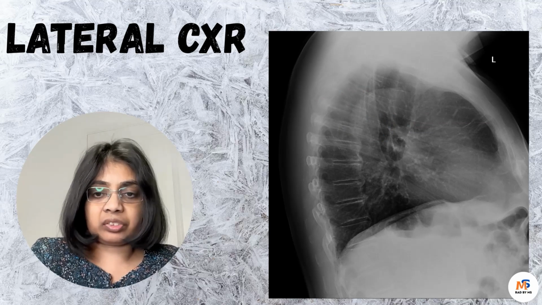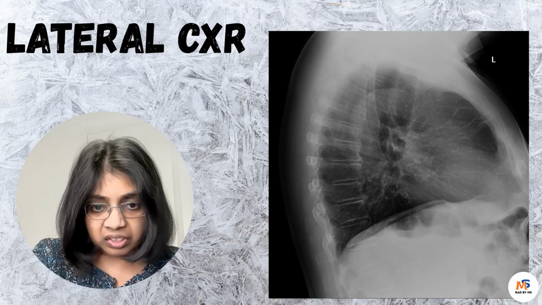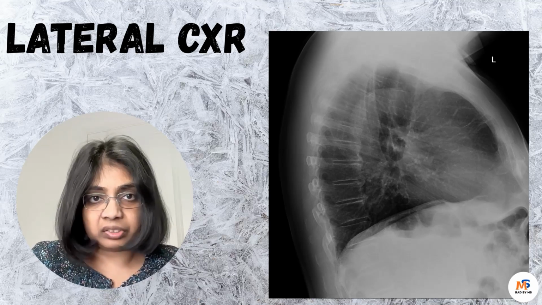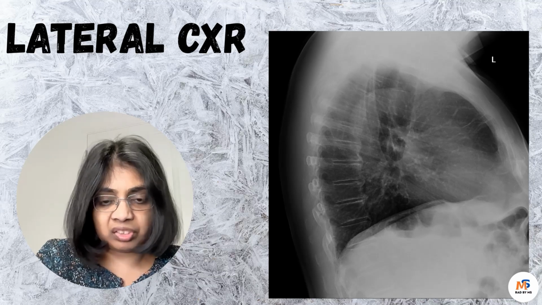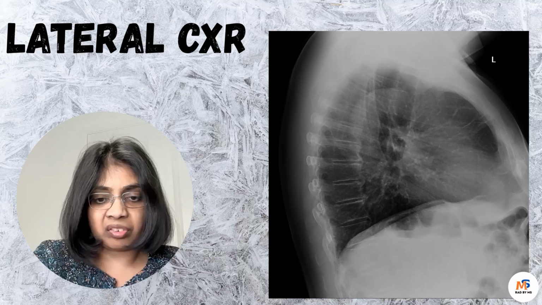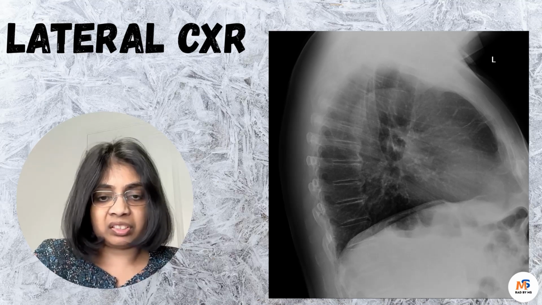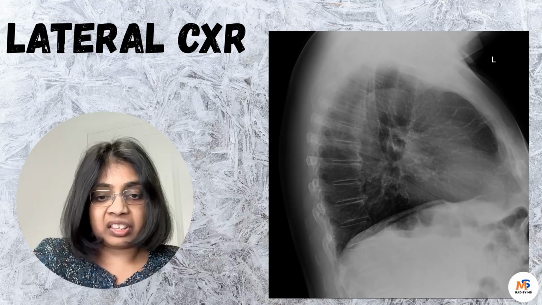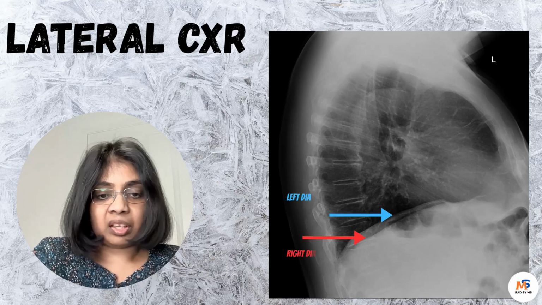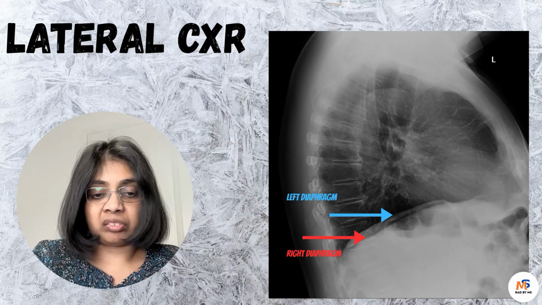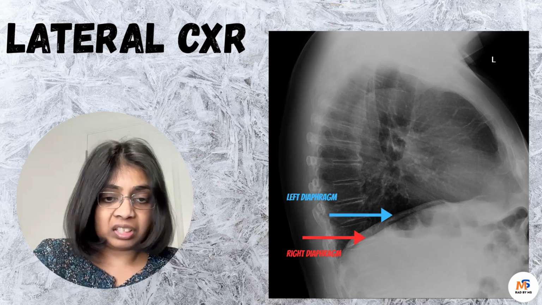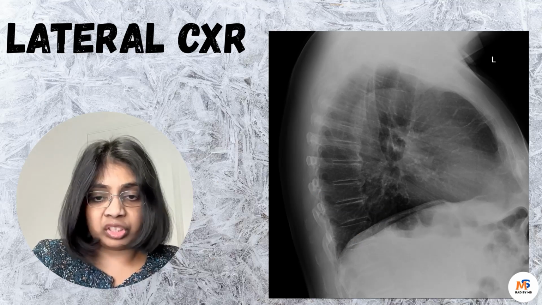Next thing I'd like to look at is identifying the left and right diaphragm on the lateral chest radiograph. To differentiate between the right and left diaphragm, it is useful to look anteriorly, and the left diaphragm abuts the heart, and you cannot follow its contour beyond the heart. Compare that to the right diaphragm, you can follow its contour all the way anteriorly to the chest wall.